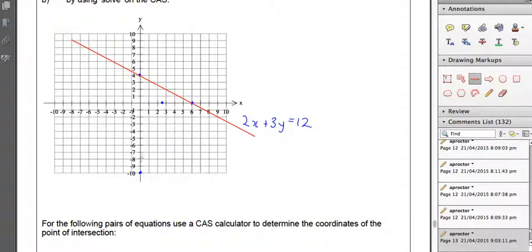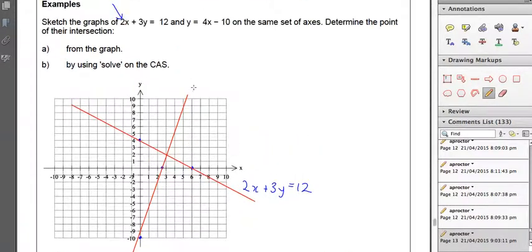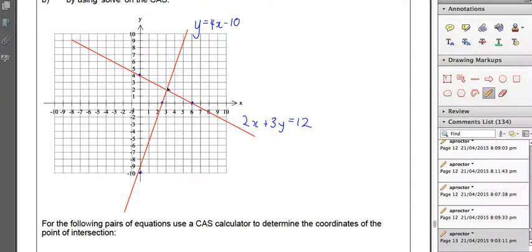So this one's going to be a little bit tricky. No, it needs to come over a little bit. Okay, try and get it straight through the lines. You can see it's a little bit tricky for me using this technology. Okay, and label it. So this one is y equals 4x minus 10. So what we're trying to find is this point here. You can see the point of intersection. It's roughly, provided that my graphs are accurate, roughly 3, 2.